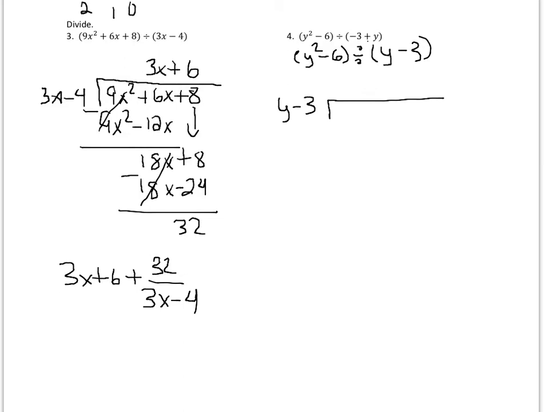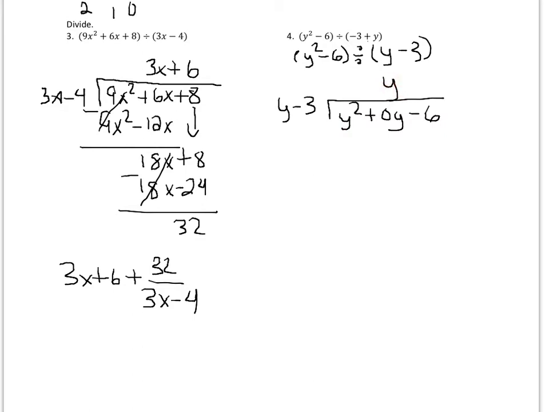Now, here's the thing. Remember over here I said we have a squared, we have a first power, we have a 0. Well, we have the squared, but do we have just y to the first? No. So you need to fill in there with 0y minus 6. Okay? So now you got to ask yourself, what do I multiply y by to have it equal y squared? Well, y.